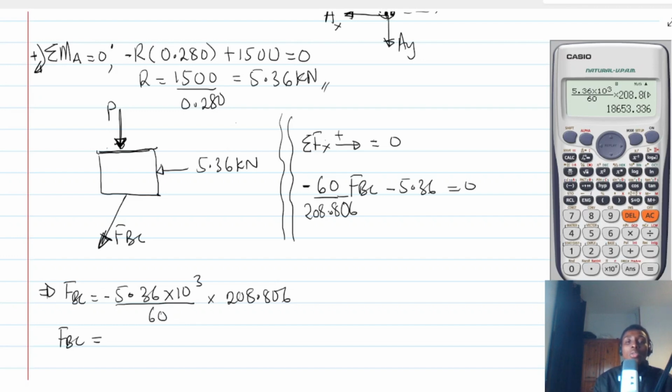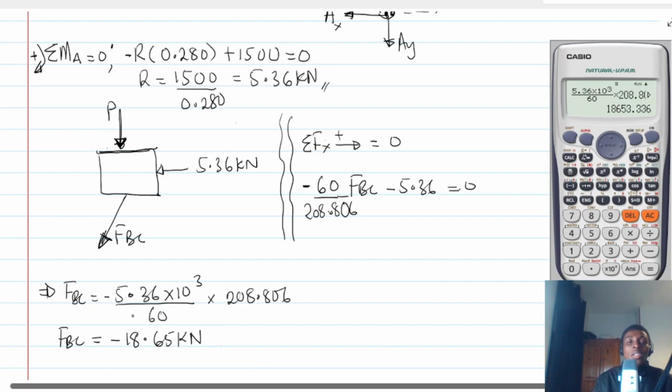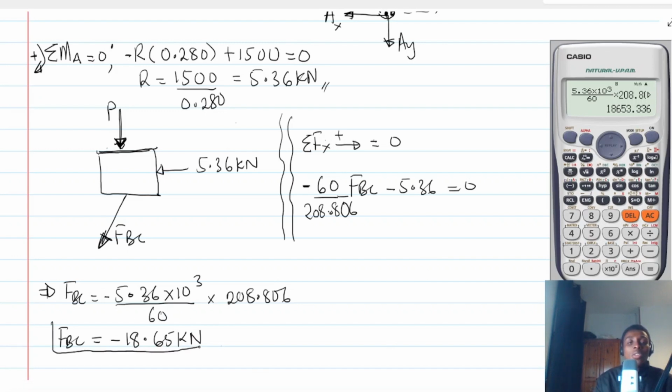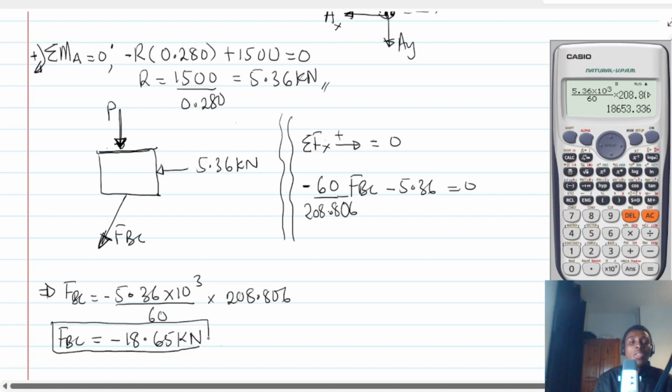Okay, so FBC is actually minus 18.65 kilonewtons. And this force is actually a compressive force. Sorry, it's a compressive force. That is why it is negative. So compressive. All right.